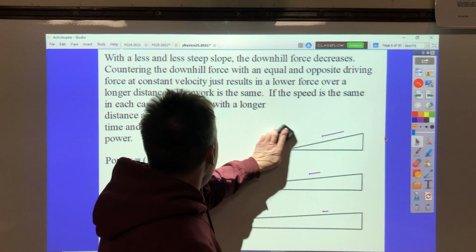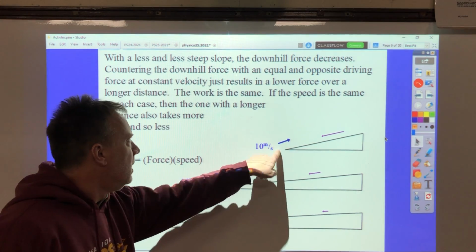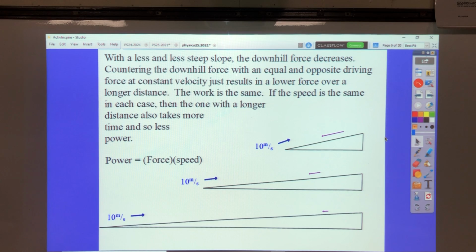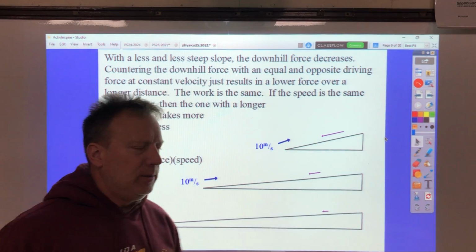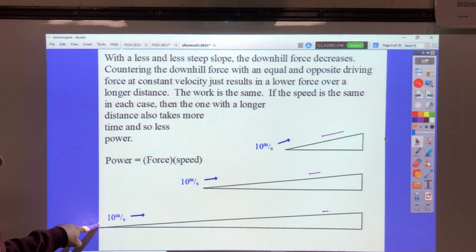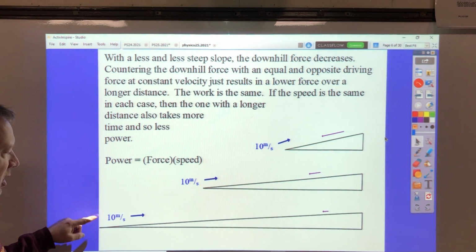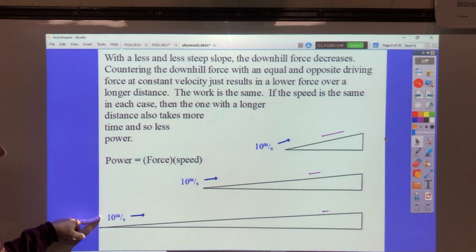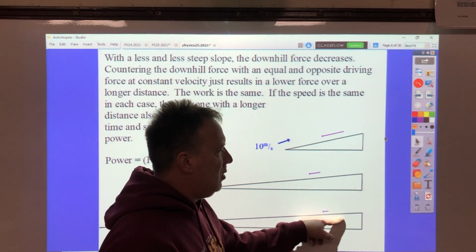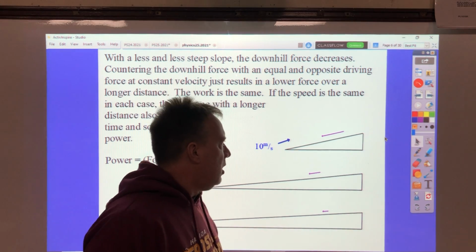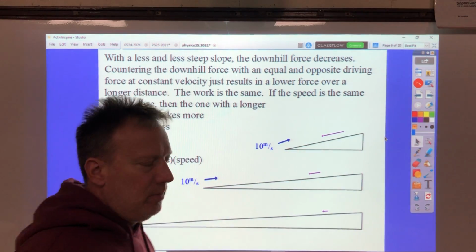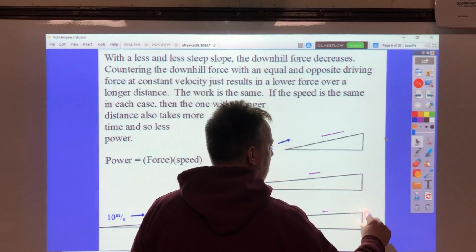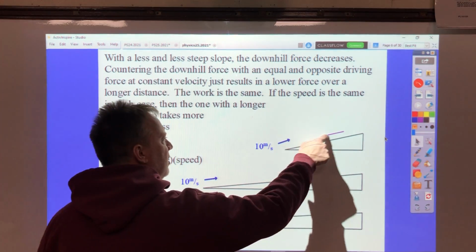But this time, if the speed is the same, this one, a longer distance, takes more time and less power. So maybe you're pulling a camper or whatever, you can go 10 meters per second. And if you go a long, slow climb, you can go your 10 meters per second and get up the hill. It's going to take more power to get up a steep hill. Same work's done. This one's quicker because you're not going as far.